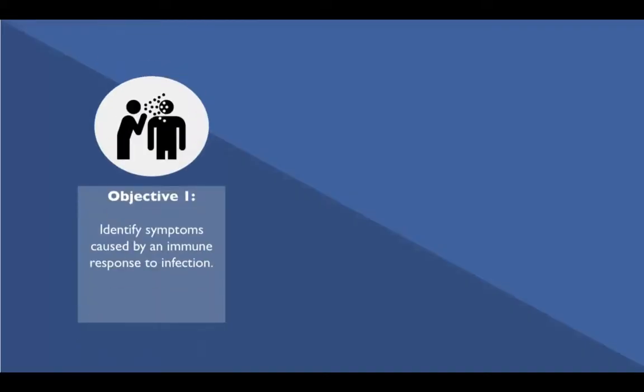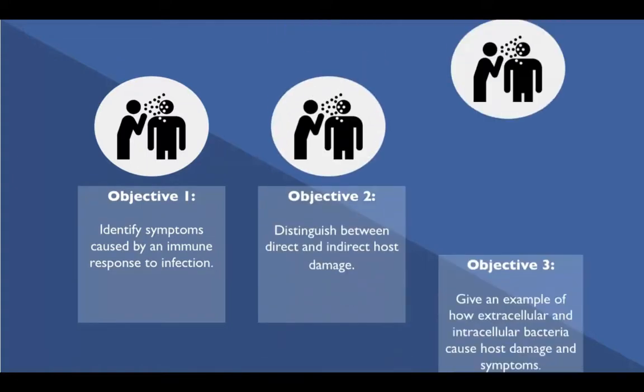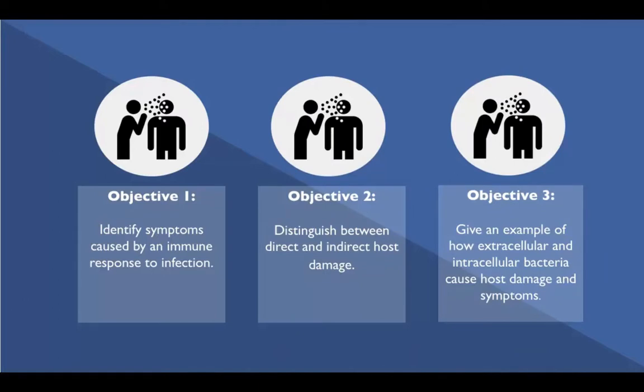At the end of the lesson, the students should be able to identify symptoms caused by an immune response to infection, distinguish between direct and indirect host damage, and give an example of how extracellular and intracellular bacteria cause host damage and symptoms.